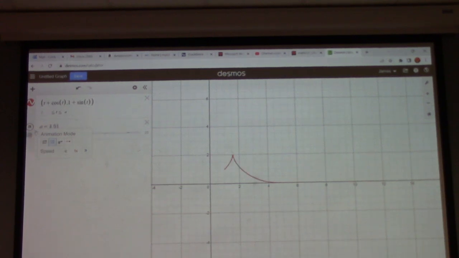Let me try to superimpose a circle that it's going on. So let's see, what's the circle? The circle it's going on is x minus t squared, I think. That's where it is. Plus, it's always the same y, right? y minus 1 squared equals 1. There we go.